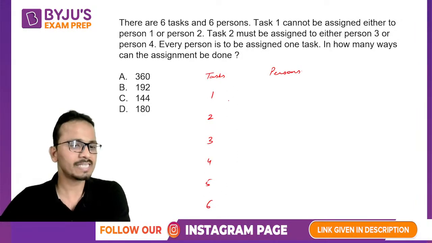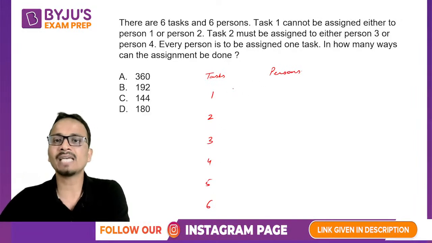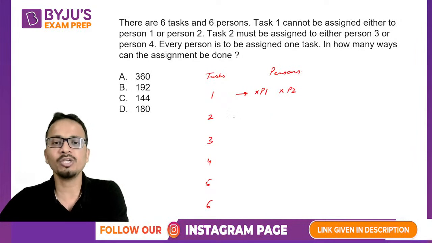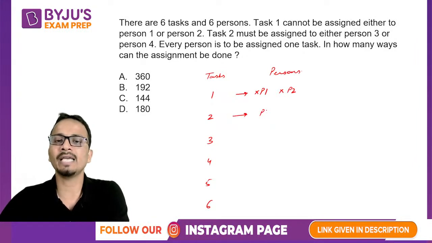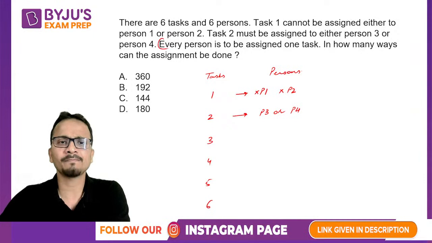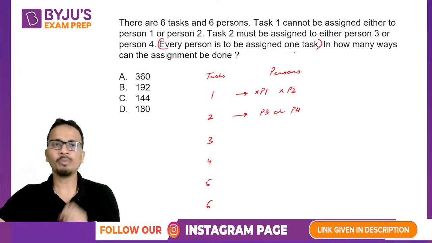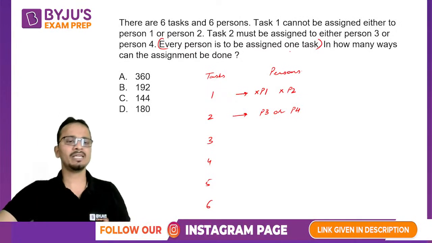Okay, so we have 6 tasks: 1, 2, 3, 4, 5, 6. Task 1 cannot be assigned to person 1 or person 2. Task 2 must be assigned to either P3 or P4. Nothing is said about any other task, but it is mentioned that every person is to be assigned only one task. So in how many ways can the entire assignment be done?